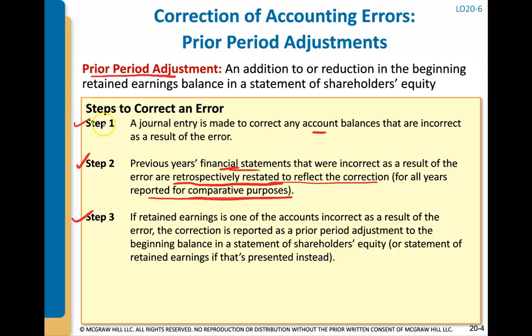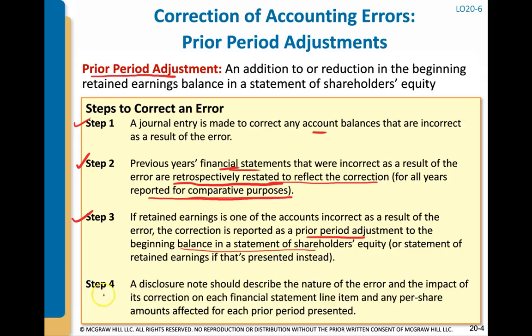And what I just discussed about the prior period adjustment, if retained earnings is one of the accounts that's incorrect, then a correction has to be reported as a prior period adjustment to the beginning balance in the statement of shareholders equity or the statement of retained earnings if that's presented instead. And then you have to write a disclosure noting the nature of the error and which line items on the financial statements changed and any earnings per share amounts that are affected for each of the prior periods presented.